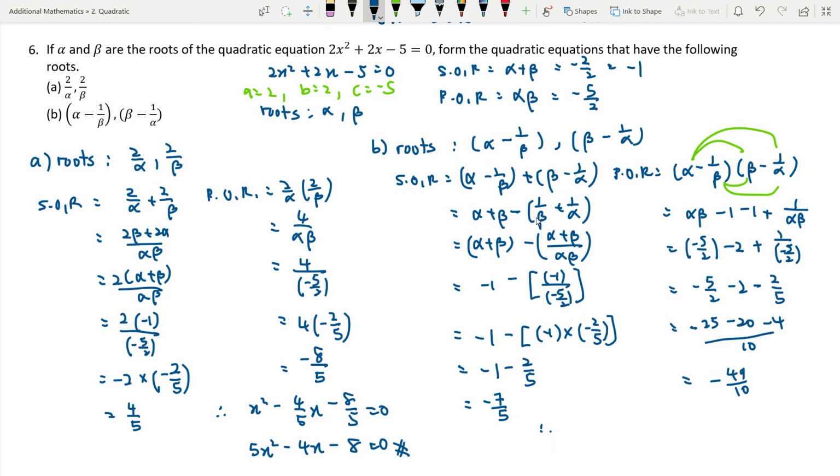Therefore, our new equation is x squared minus negative 7 over 5x plus negative 49 over 10 equal to 0. We multiply the whole equation by 10. We get 10x squared plus 14x minus 49 equal to 0.